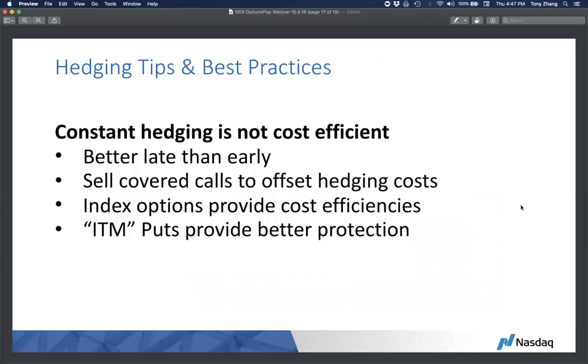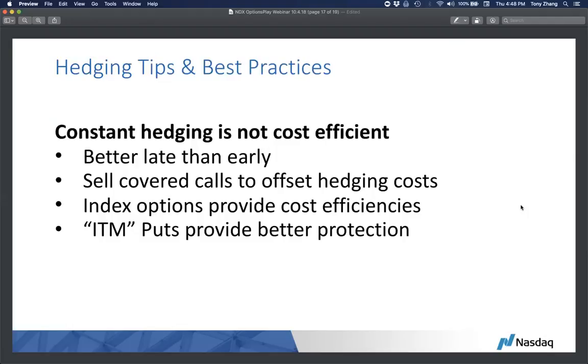So before we move on to OptionsPlay, just very quickly, I want to talk a little bit about best practices and tips for hedging. So we've talked about what a portfolio hedge is, how to go about doing it, and the different things that you need to decide in order to enter a hedge. Now I just want to talk about some best practices and tips, so that for those of you that are brand new to this, it hopefully helps you get into these trades a little easier.